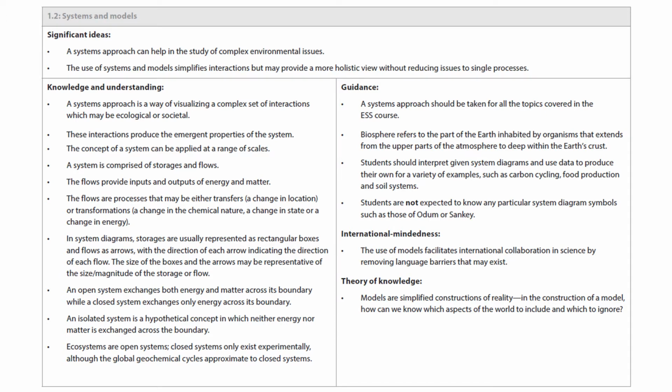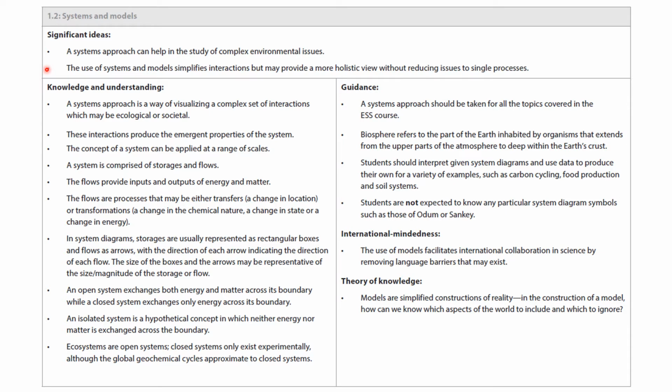So just to look at the specification of this and what you actually do need to know going forward, well, you need to know the idea that systems approach can help the study of complex environmental issues. So, for example, the understanding that the Earth is a closed system helps us study global climate change and our understanding of the greenhouse effect. You need to know that the use of systems and models simplifies interactions but may provide a more holistic view without reducing issues as a single process.